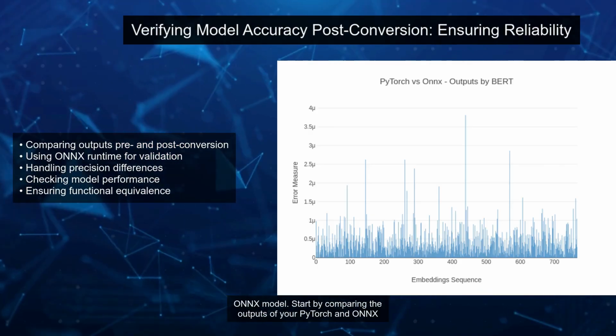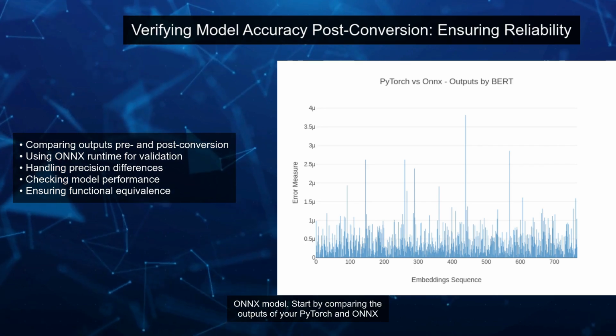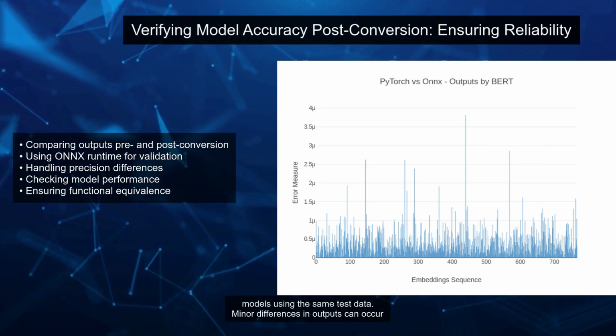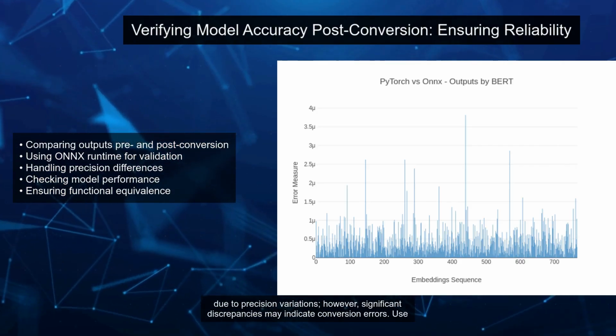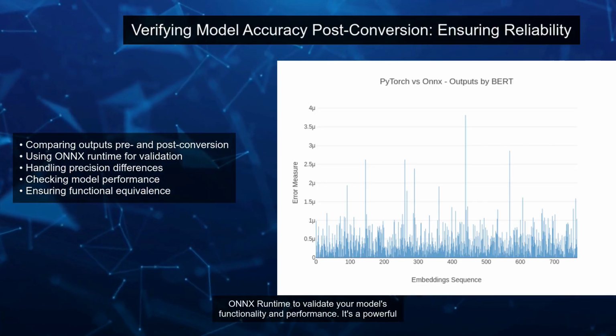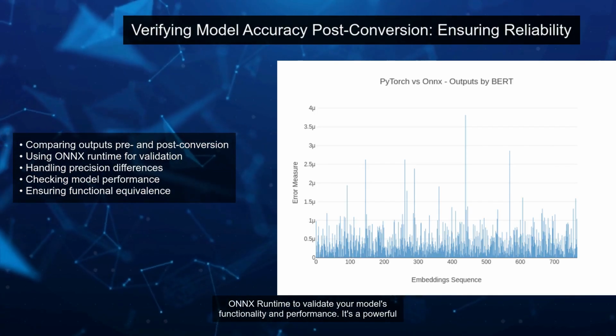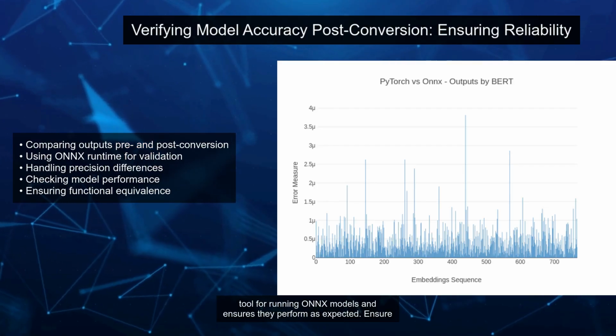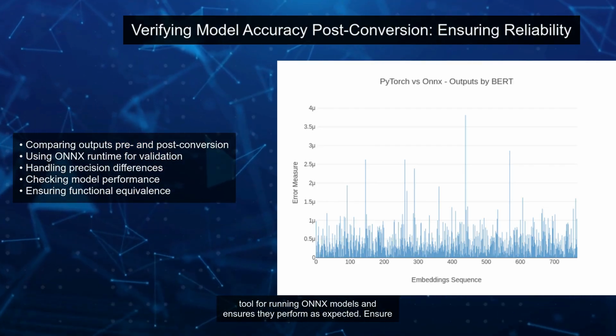Start by comparing the outputs of your PyTorch and ONNX models using the same test data. Minor differences in outputs can occur due to precision variations, however, significant discrepancies may indicate conversion errors. Use ONNX Runtime to validate your model's functionality and performance. It's a powerful tool for running ONNX models and ensures they perform as expected.